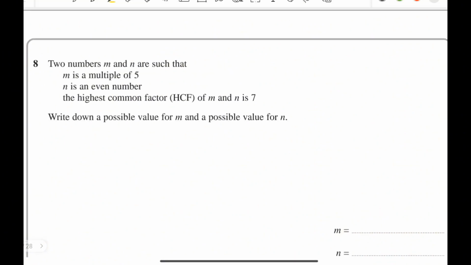Question 8. Two numbers m and n are such that m is a multiple of 5, n is an even number, and the highest common factor of m and n is 7. Write down a possible value for m and a possible value for n. That is very easy. Since m is a multiple of 5 and the highest common factor of m and n is 7, one possible value of m is 5 times 7, which is 35. And n is an even number, so one possible value of n is 2 times 7, which is equals to 14.